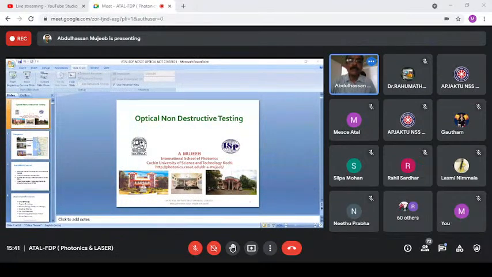Recently I've started wireless ad hoc networks research with some faculty members working in government and aided engineering colleges. Main work is about nanophotonics and laser spectral metrology. In laser spectral metrology, one of the items that we are doing is non-destructive testing. This non-destructive testing area I'm discussing today, and laser spectral metrology in detail we'll be discussing tomorrow.